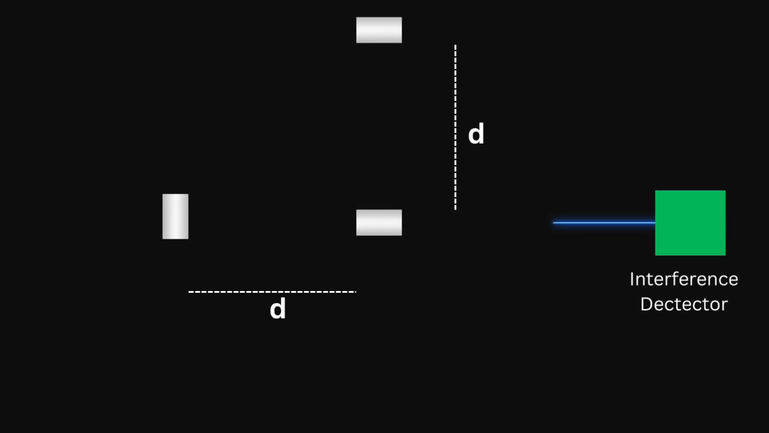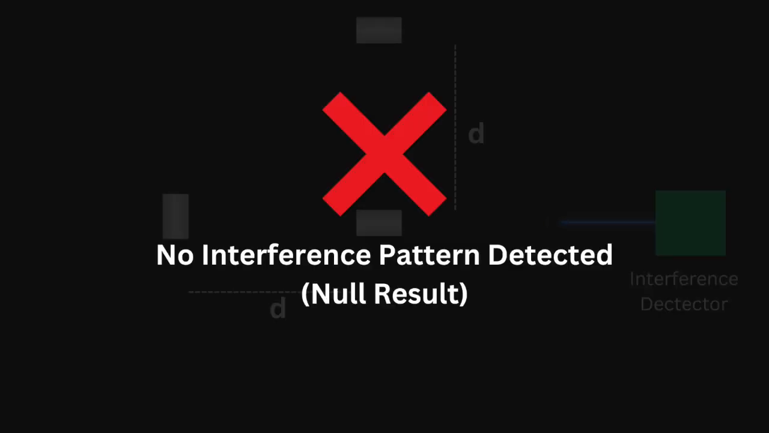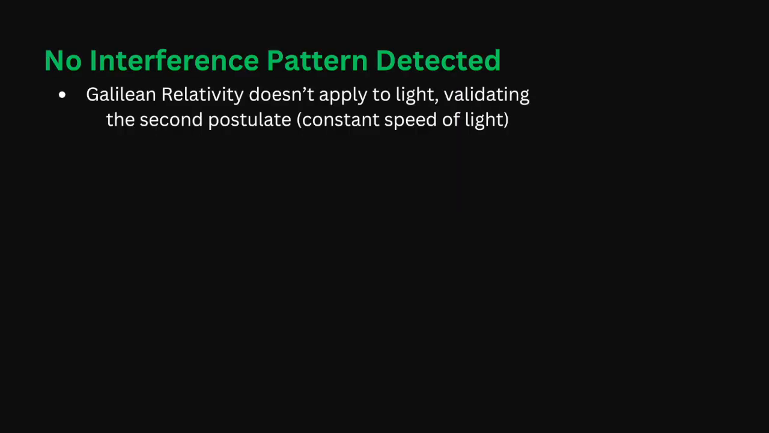However, this interference pattern was never observed, even when the experimental conditions were altered. The experiment consistently yielded a null result. This implies that the ether does not exist, and by extension, it means that the tenets of Galilean relativity don't need to be applied to light, which is exactly what is communicated by the second postulate.